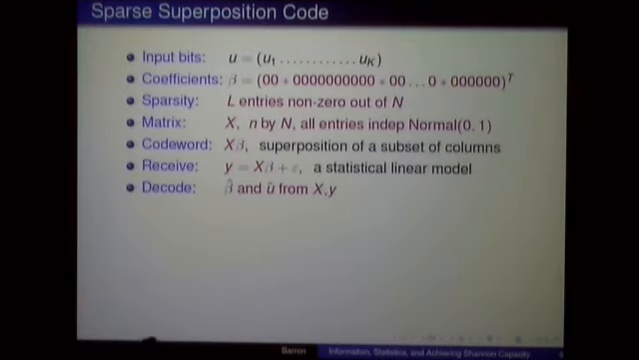So we're going to have a sparse superposition code. Let's go to the middle: this matrix X, this dictionary, which has n rows and big N columns. Big N might have also been called P, but P has already been way overused in this talk. I just couldn't bring myself to use P for the number of columns. And it's filled with independent normal 0, 1s.